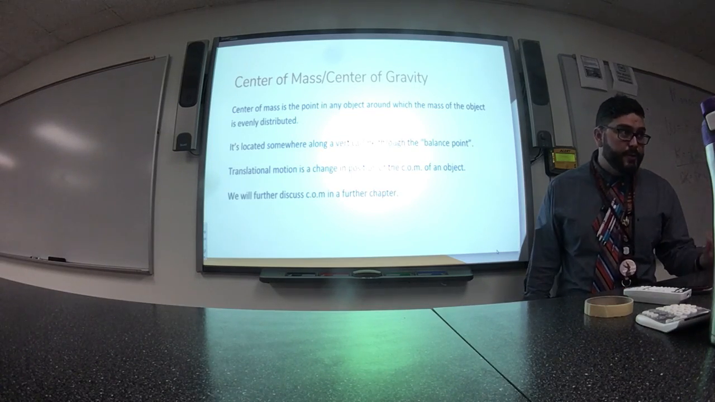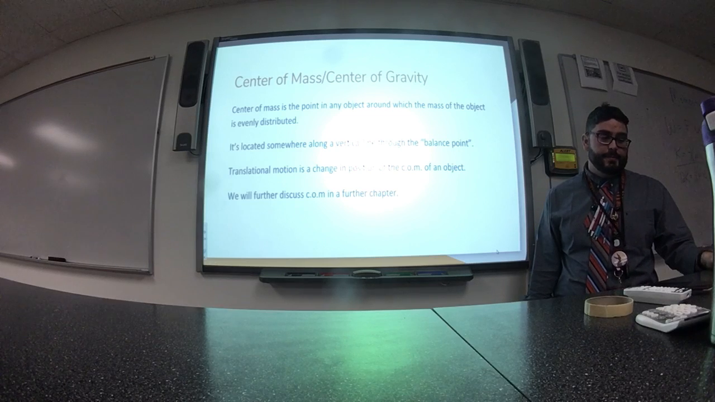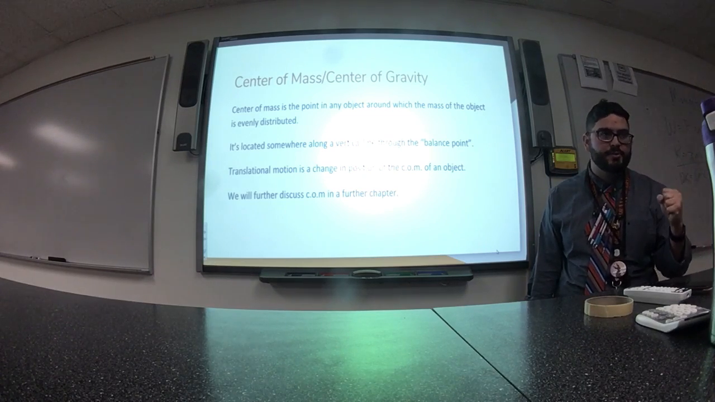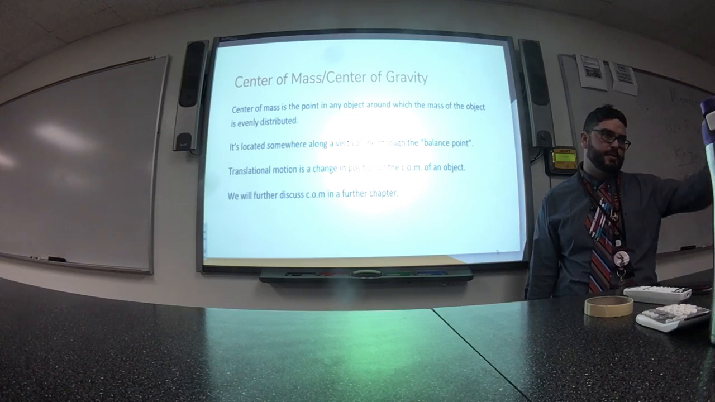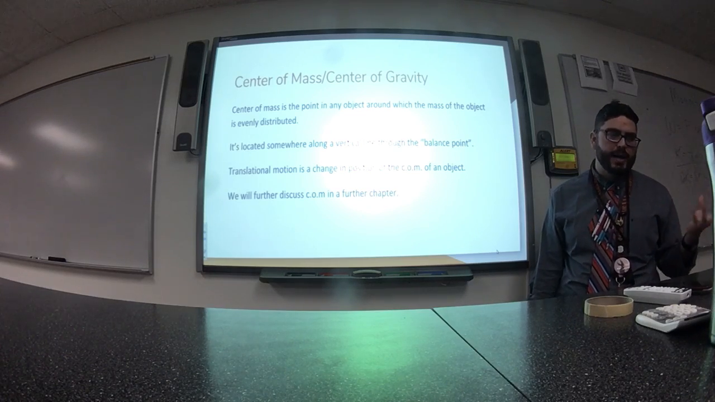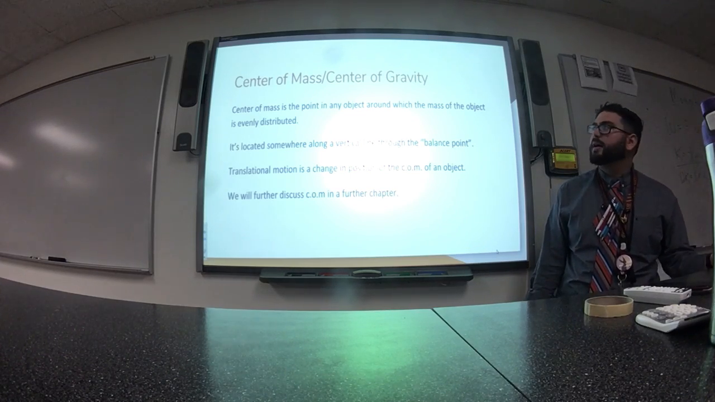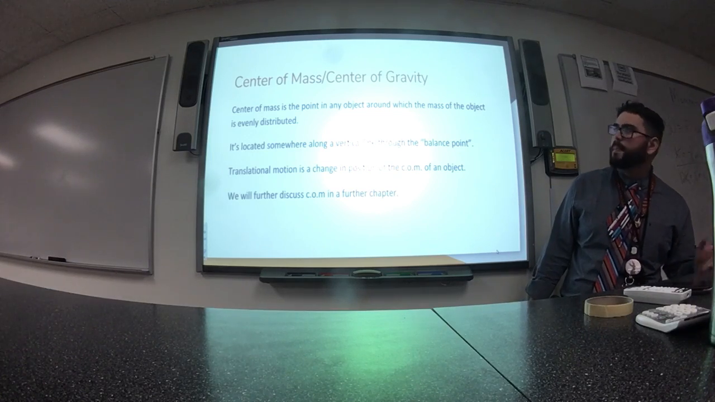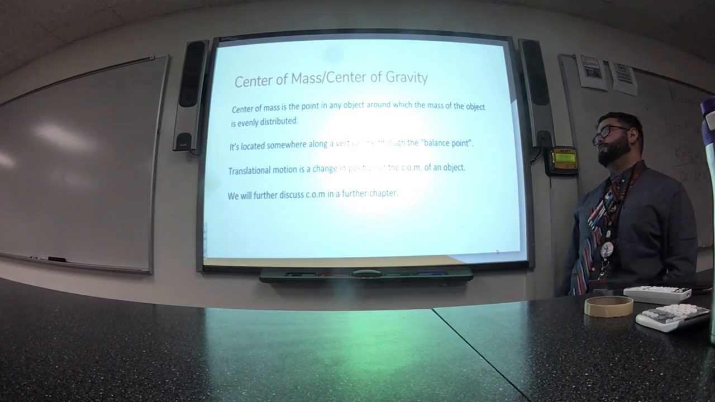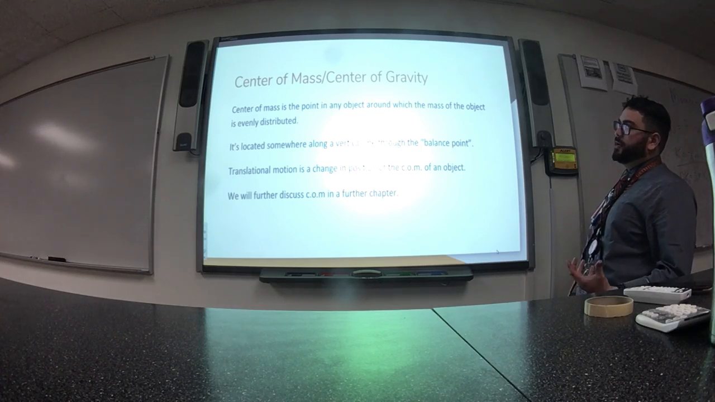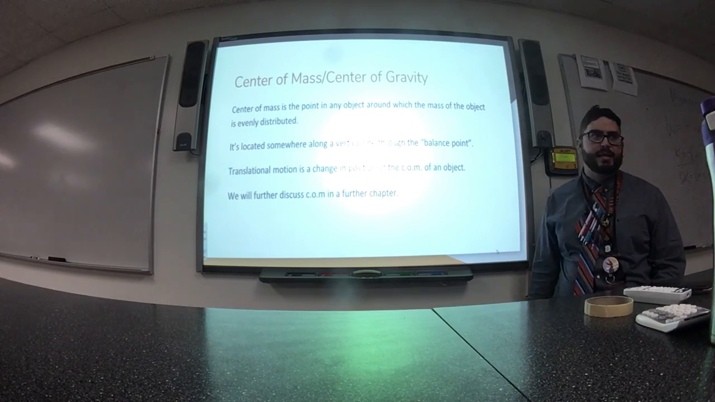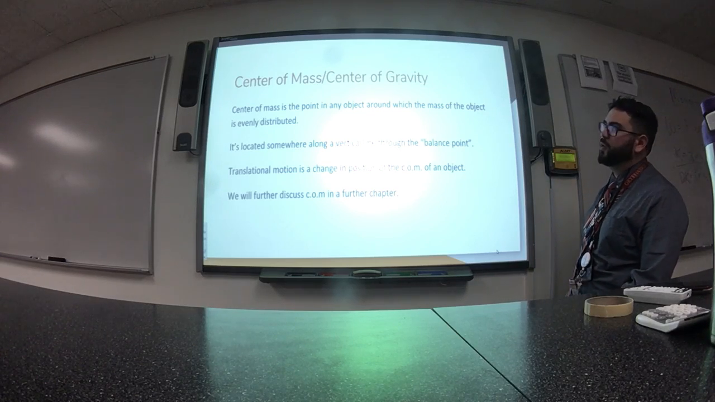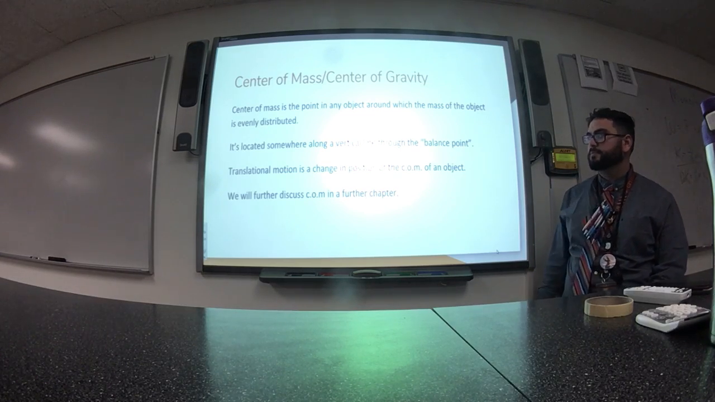So very briefly, we're going to just talk about the center of mass. We're going to give it its full attention when we get to gravitation, which is next, but so we have an idea of what it really is. The center of mass of an object or a system is the point around which the mass of the object is evenly distributed. Think of it as the balance point or the center point.